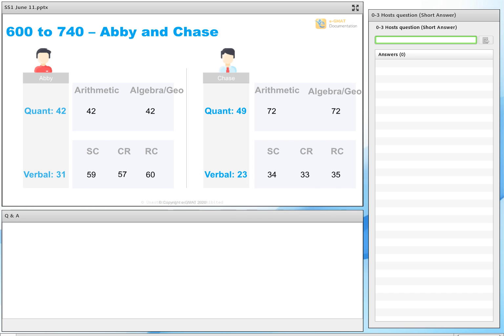Okay, and Chase, very similar. I've done a very similar job over here. He has identical ability scores in arithmetic, algebra and geometry, and around the 35th percentile on SC, CR and RC. And there is a very low likelihood that these scores will line up so well, but they lead to you worrying about fewer numbers, so that's why they are here.